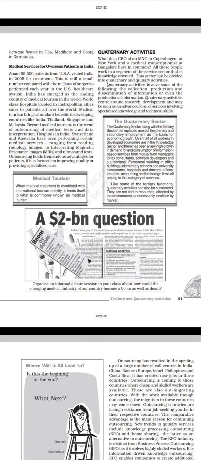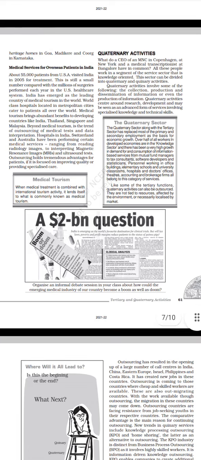Take a look at this image. A boon or a bane question. Boom or doom? India is emerging as the world's favorite destination for clinical trials, but will lax laws, poverty, and profit margins reduce patients to the status of guinea pigs? Clinical analysis. Organize an informal debate session in your class about how the emerging medical industry of our country could become a boom as well as doom.